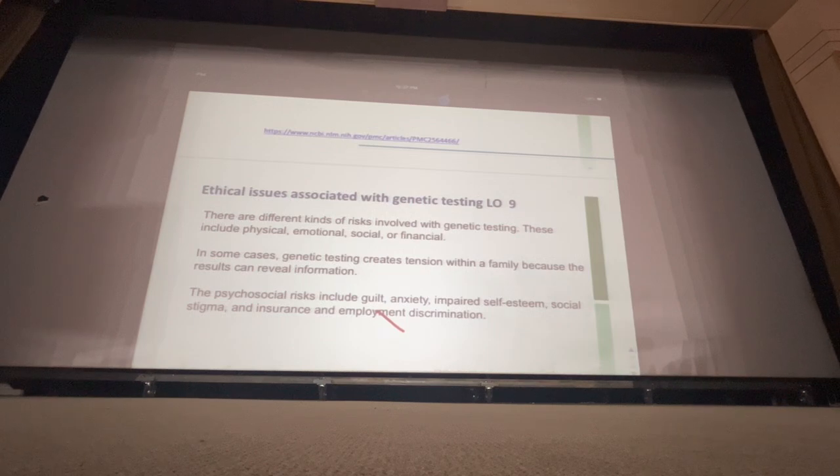It will cause problems. Also the psychological risks include guilt and anxiety, impaired self-esteem, social stigma, and insurance and employment discrimination. So all these may reflect when somebody knows about the genetics of one person. And this can be applied not just for the chromosomes, but for other genetic problems when you identify certain genes.